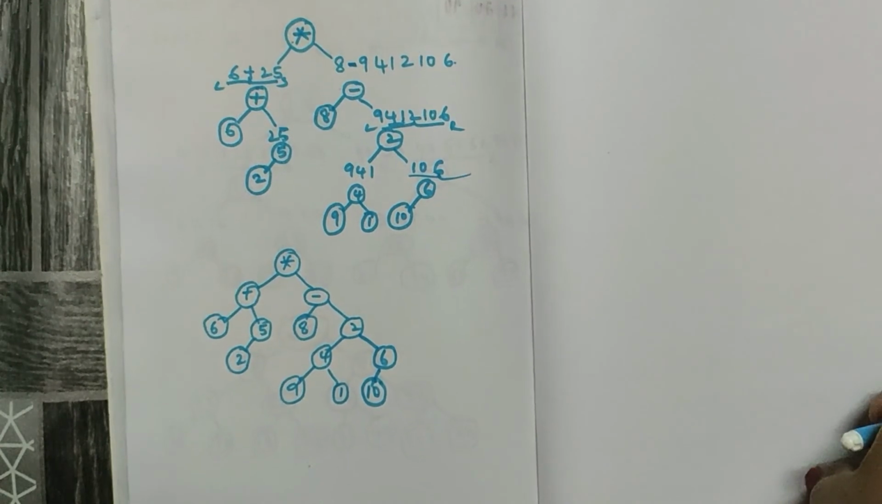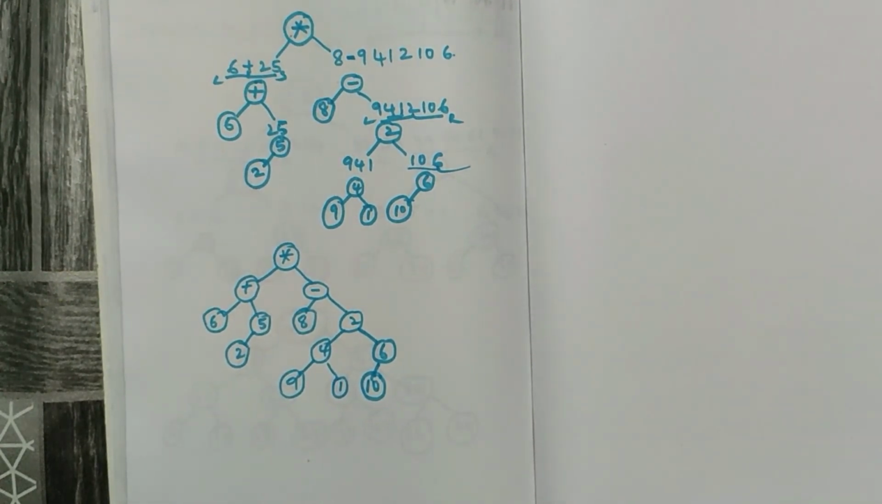So this is how you solve when post order and in order is given, and you have to convert that into a graph.